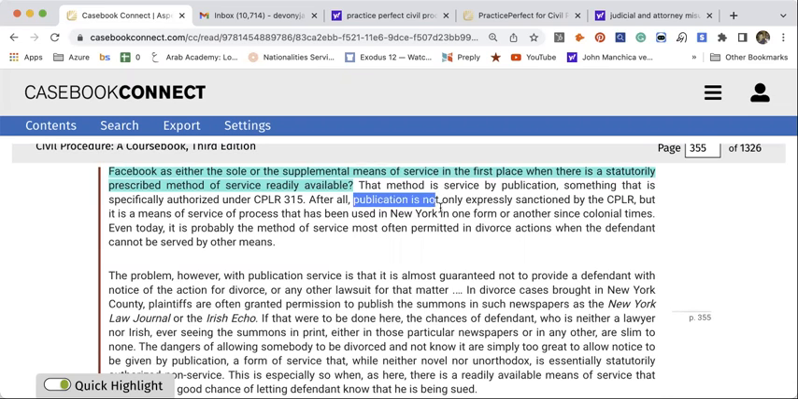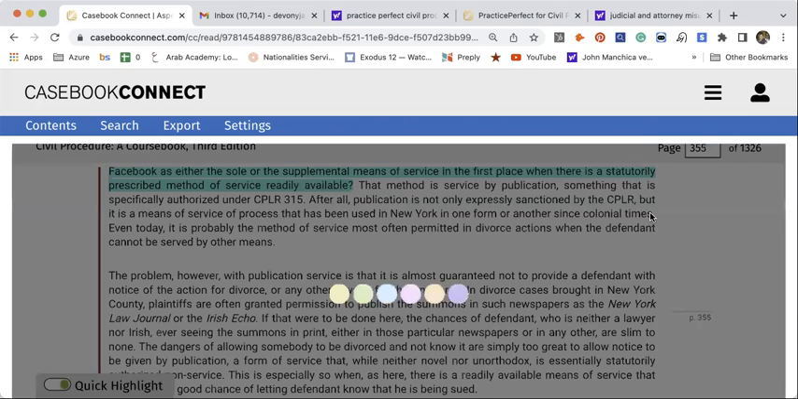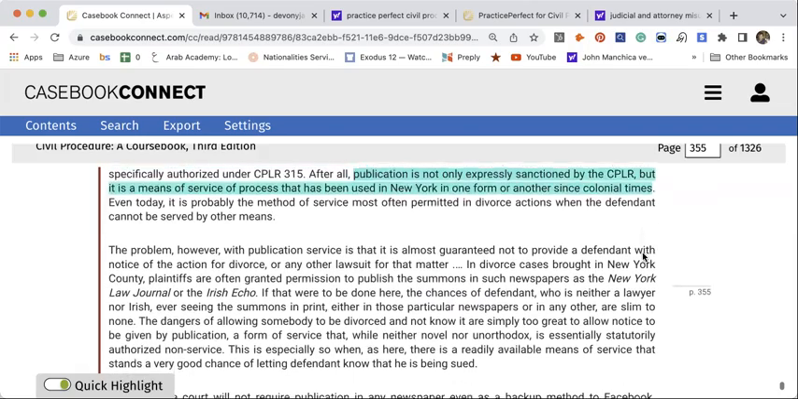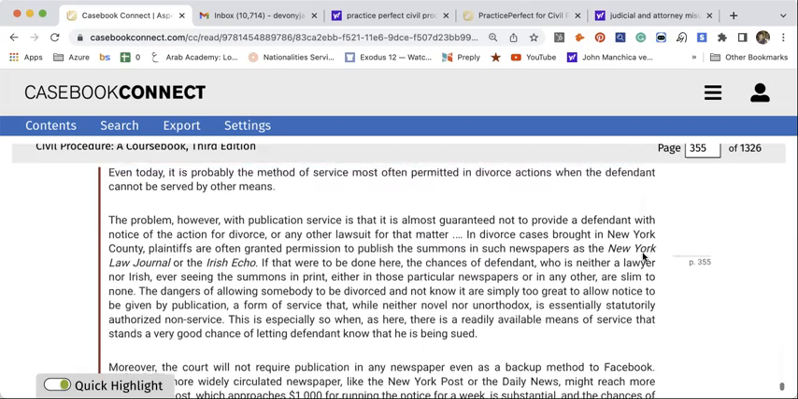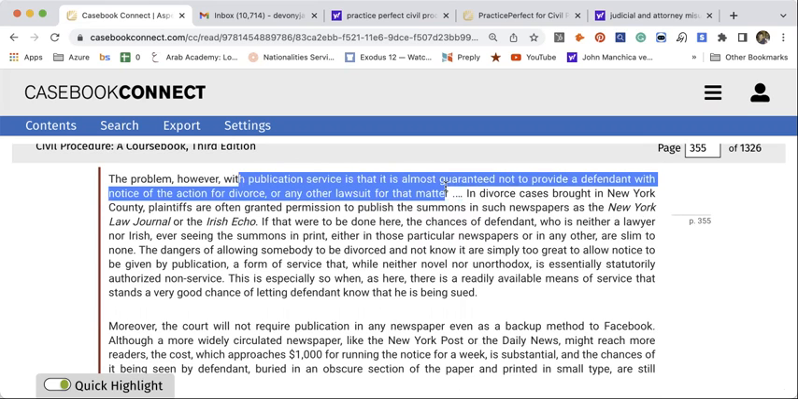After all, publication is not only expressly sanctioned by the CPLR, but as a means of service has already been used in New York in one form or another since colonial times. Even today, it is probably the method of service most often permitted in divorce actions when the defendant cannot be served by other means. The problem, however, with publication service is that it's almost guaranteed not to provide the defendant with notice of the action of divorce or any other lawsuit for that matter.